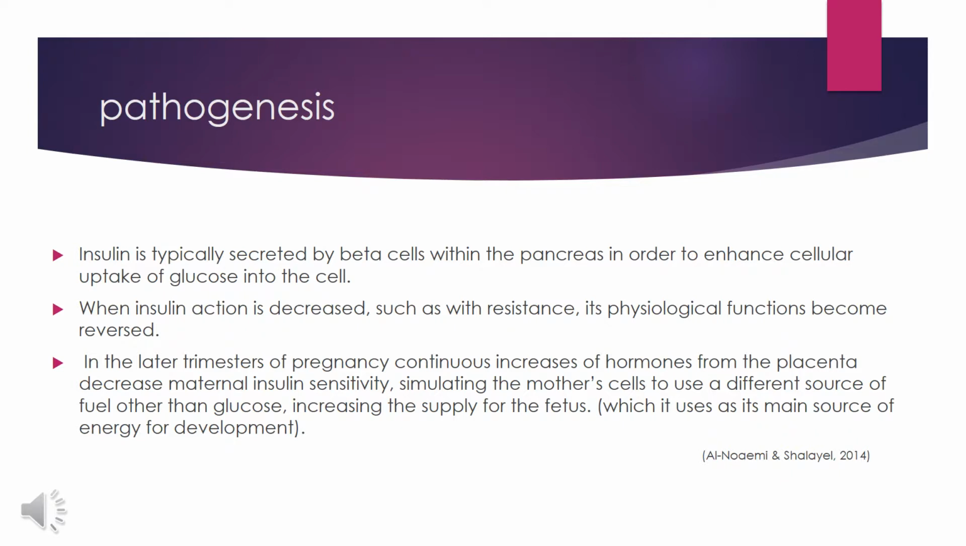Pathogenesis. Insulin is typically secreted by beta cells within the pancreas in order to enhance cellular uptake of glucose into the cell. When insulin action is decreased, such as with resistance, its physiological function becomes reversed. In the later trimesters of pregnancy, continuous increases of hormones from the placenta decrease maternal insulin sensitivity, stimulating the mother's cell to use a different source of fuel other than glucose. This increases the supply for the fetus.